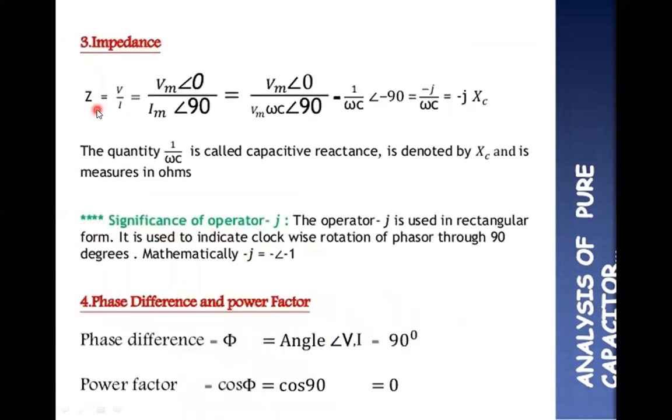Impedance as usual is V by I. If you substitute the value of V and I over here, you'll get Z is equal to minus j by omega C, or minus j XC. So what is this XC? XC is nothing but 1 by omega C, which is called the capacitive reactance, denoted by XC, which is measured in ohms. We have already told the significance of the operator j. So the phase difference phi is 90 degrees, and power factor cos phi is cos 90, which is equal to 0.